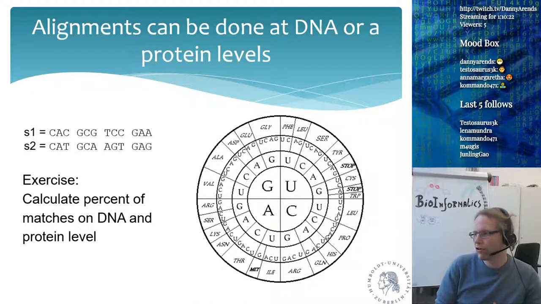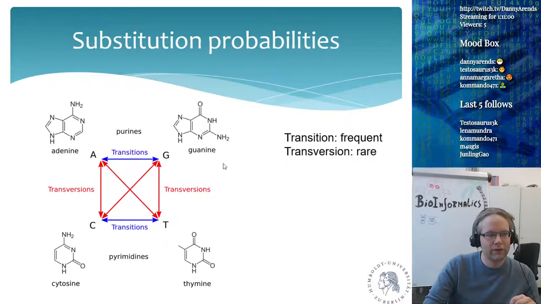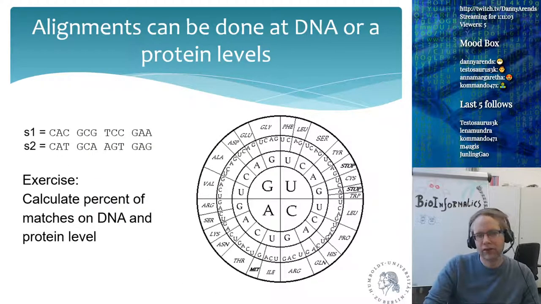Again, like percentage of matches on DNA and protein level. And be aware, something like this will definitely be on the exam. Okay, Commando says 50% protein, and how much DNA? The same. Ooh, that's interesting. Actually, same. All right, so we have at least one answer.